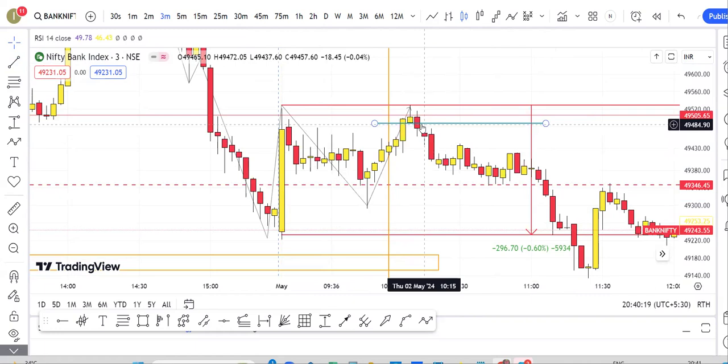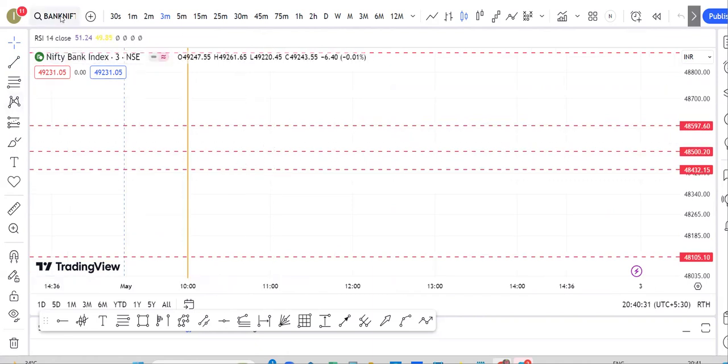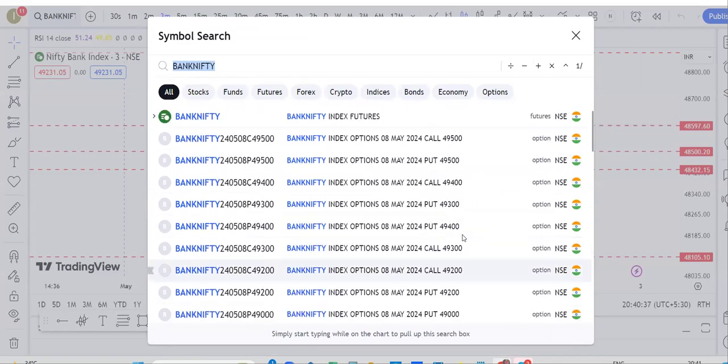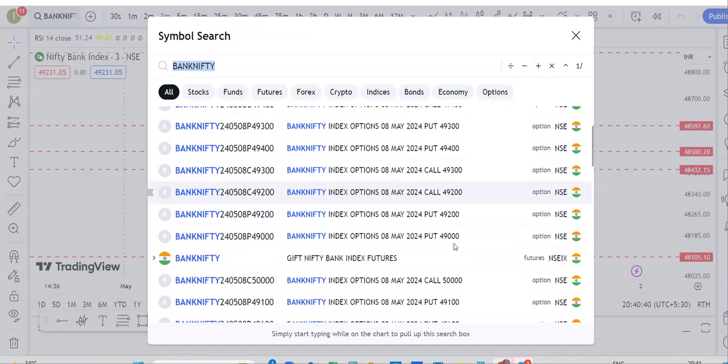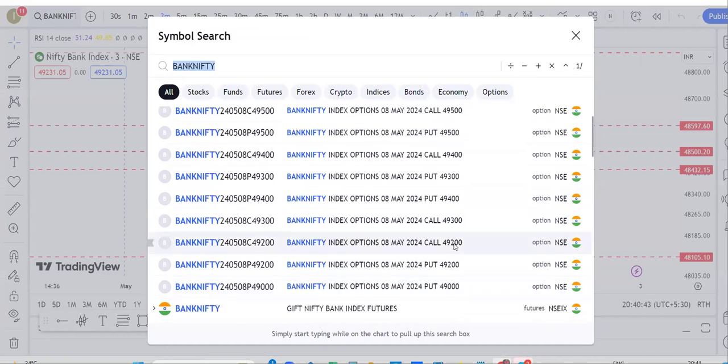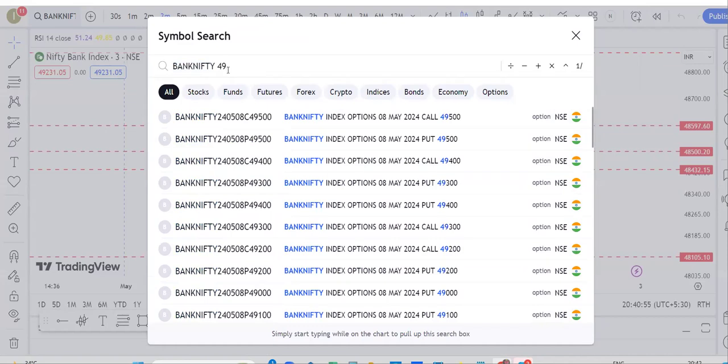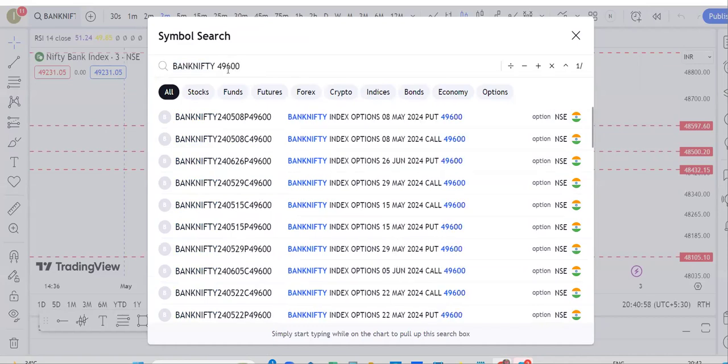So you have taken, for example, 49,000. Okay. We will go to the 49,600 put option. 49,500. Let me type it. 49,600 put option. Okay, we are getting it. Okay, I'm applying.